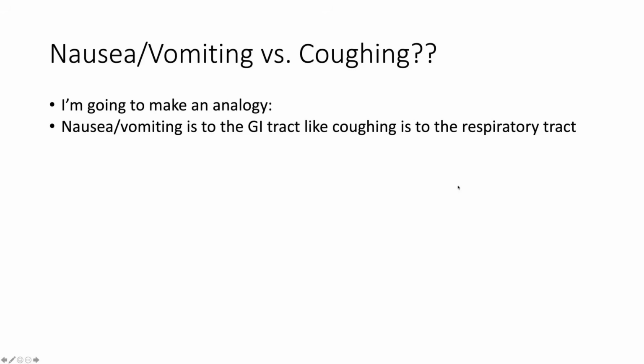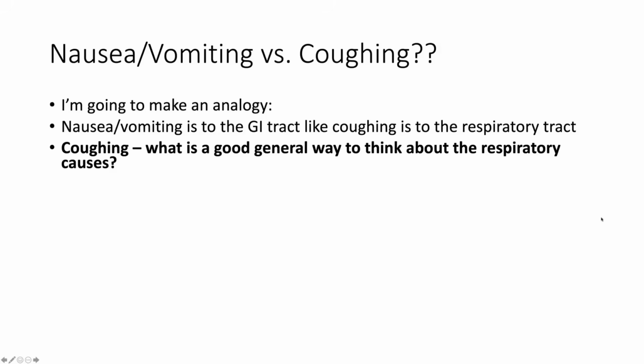So Saba, I'm going to make you an analogy. Nausea and vomiting is to the GI tract like coughing is to the respiratory tract. Right? So Saba, what's a good way generally to think about coughing and the respiratory causes? I guess with the same concept of increased sensitization. Yeah. So if inflammation or increase in pressure causes an increase in nausea and vomiting in the GI tract, what would cause an increase in coughing in the respiratory tract?